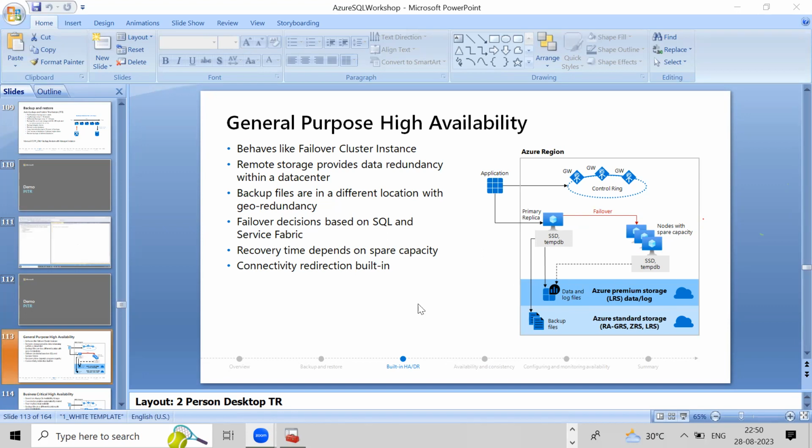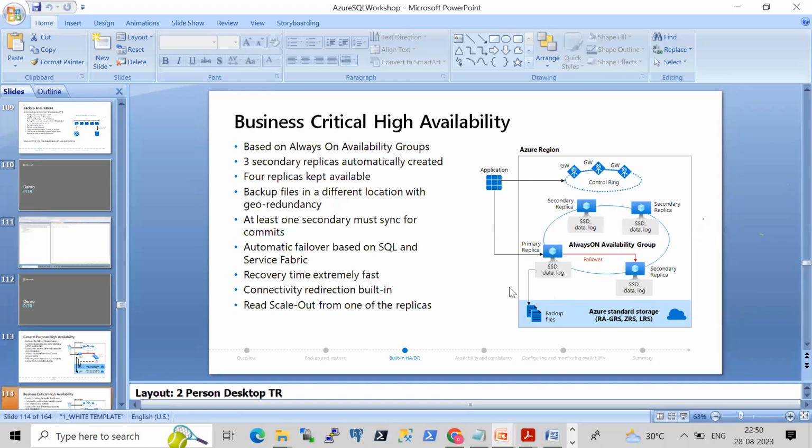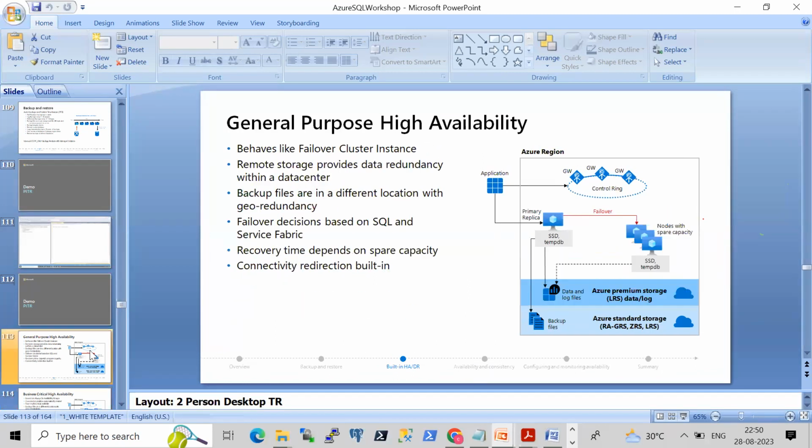So coming to the business critical architecture, this is how it looks. Is TempDB there locally? Yes, TempDB is there locally. Except for TempDB, the rest of the files are placed remotely.